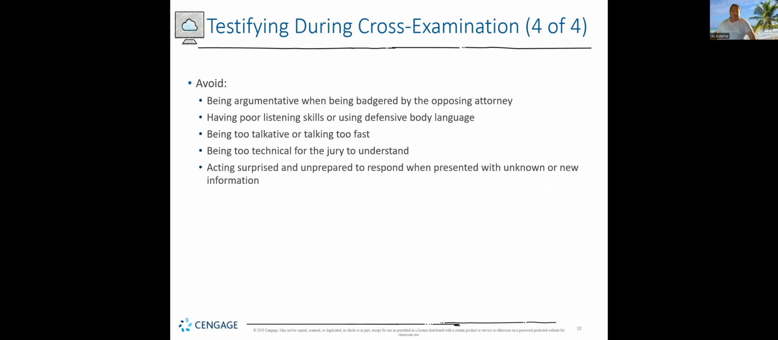Avoid the following: being argumentative when being badgered by the opposing attorney. That can make you look like you're lying, or unprofessional, and this way they won't believe you. Having poor listening skills or using defensive body language. Being too talkative or talking too fast. Being too technical for the jury to understand. Acting surprised and unprepared to respond when presented with unknown or new information.